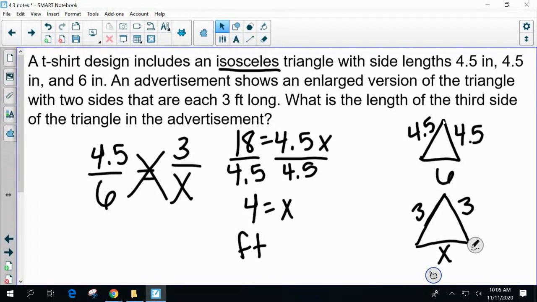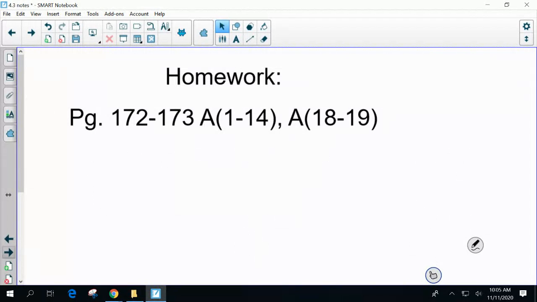Okay. Your assignment is pages 172 and 173. What does A mean? All.